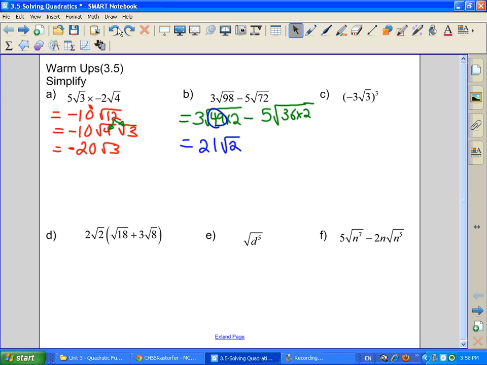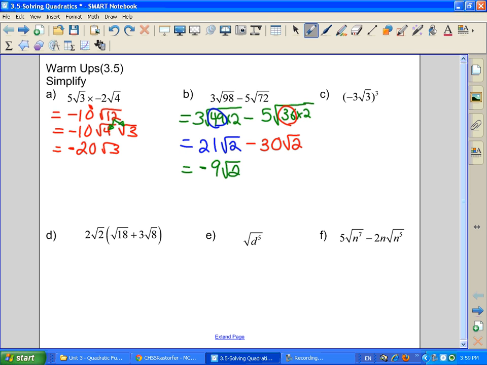Okay, looking at my next expression, again, I've got 36 under the square root. I take it's a perfect square, so it's going to be 6. So 6 times -5 is -30, and I have root 2. Notice now, ladies and gentlemen, that they are like radicals, so now we can add and subtract. So 21 subtract 30 is -9 root 2.